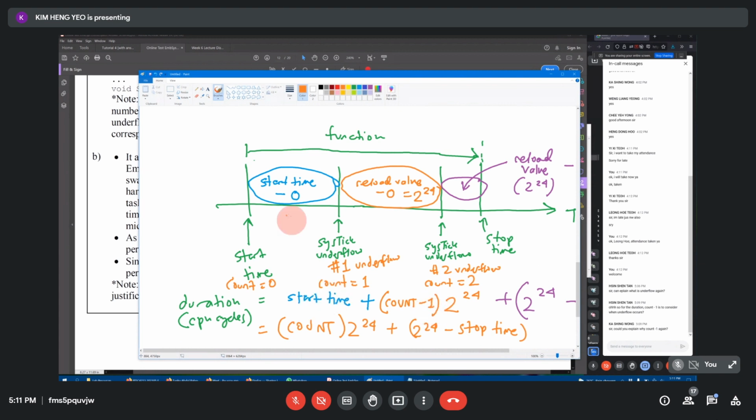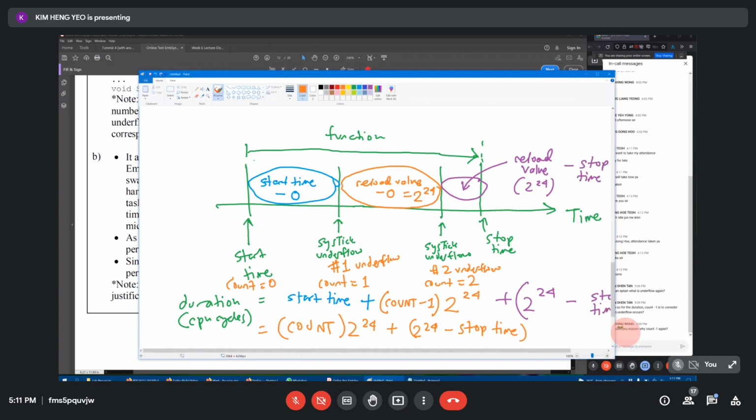Right? Because start time minus 0 is actually your reload value minus 0, it's the same thing. Right or not? So instead of saying start time plus count minus 1, I can just write count times 2 power 24 plus the same thing. We're just moving the numbers around. Is it okay?